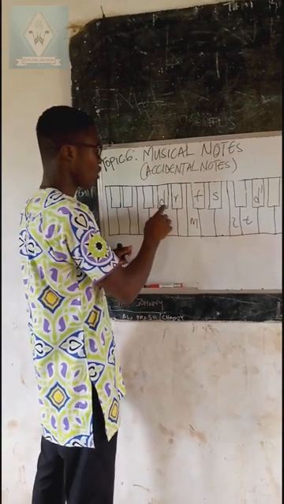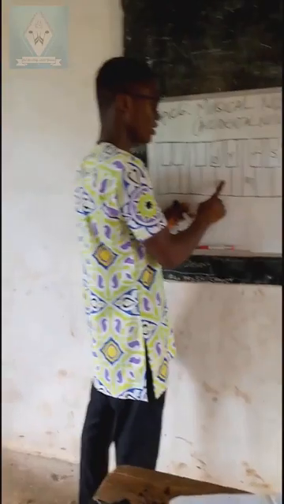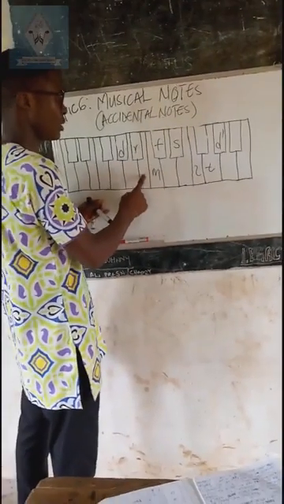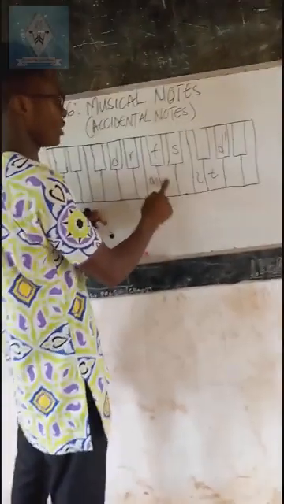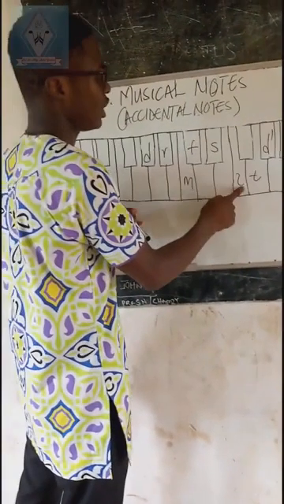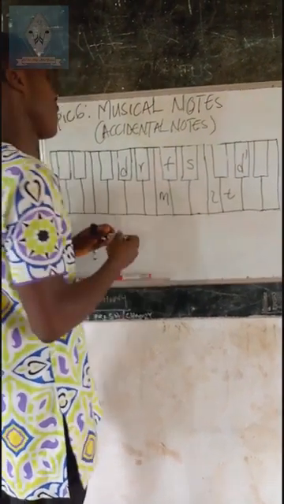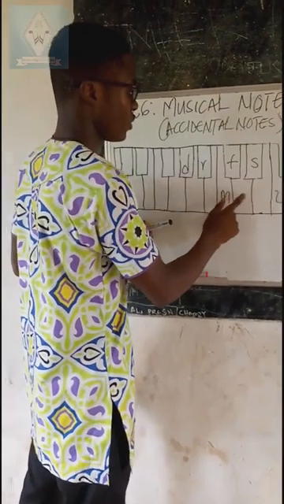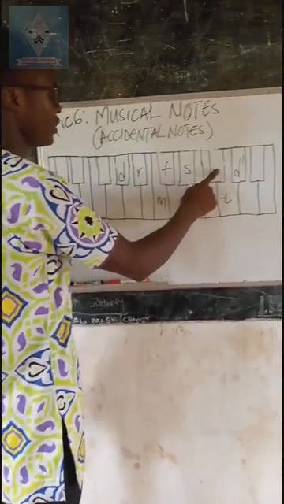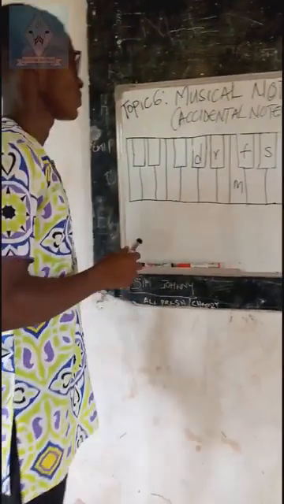Now the key between do and re is left empty. The key between re and mi is left empty. The key between fa and sol is left empty. The key between sol and la is empty. The key between la and ti is empty. So we have 1, 2, 3, 4, 5 accidental notes.